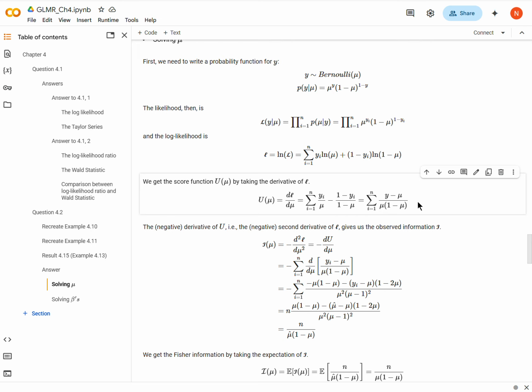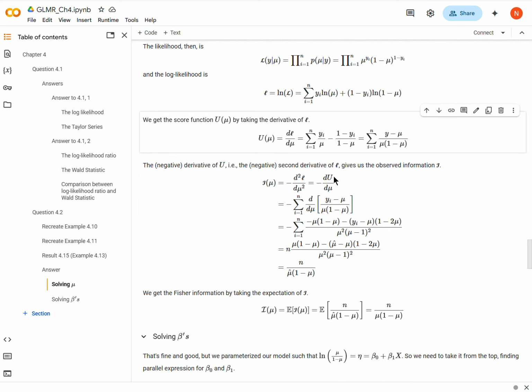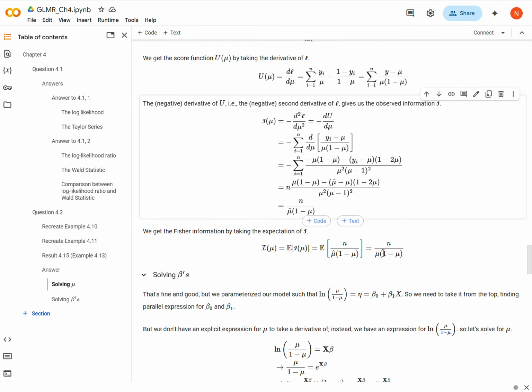This is the final expression. Then we want the second derivative, and the negative second derivative is the information matrix. If we just take the derivative again of this, you can work through it, and assuming I've done everything correctly, this is our information matrix. And then of course, if we want the expected value of this, we get basically the same thing, but the expected value of mu hat here is just mu.